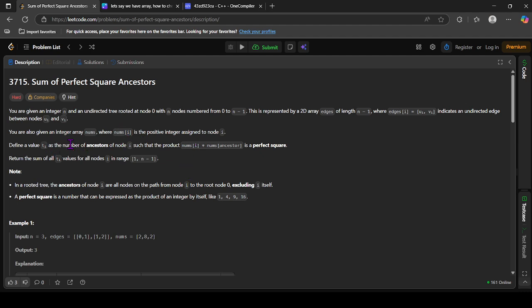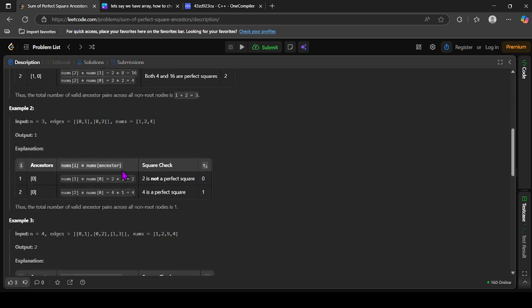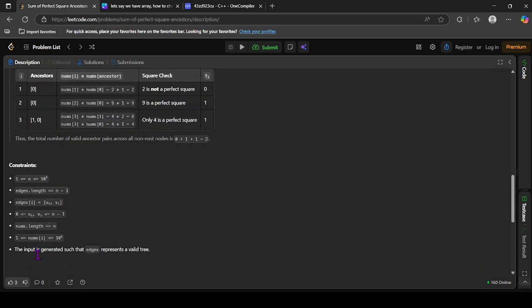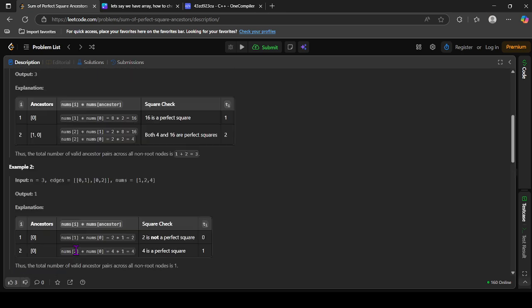You are also given an integer array nums where nums[i] is the positive integer assigned to node i. Define a value t_i as the number of ancestors of node i such that nums[i] into nums[ancestor] is a perfect square. Return the sum of all t_i values for all nodes in the range 0 to n minus 1, which are all nodes in the tree. So n is up to 10^5 and numbers are also up to 10^5.